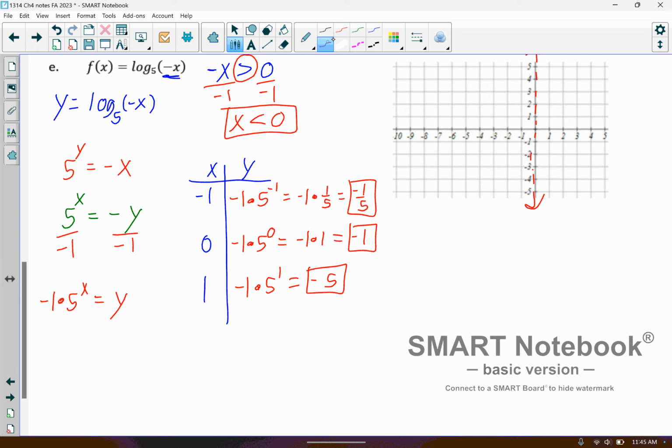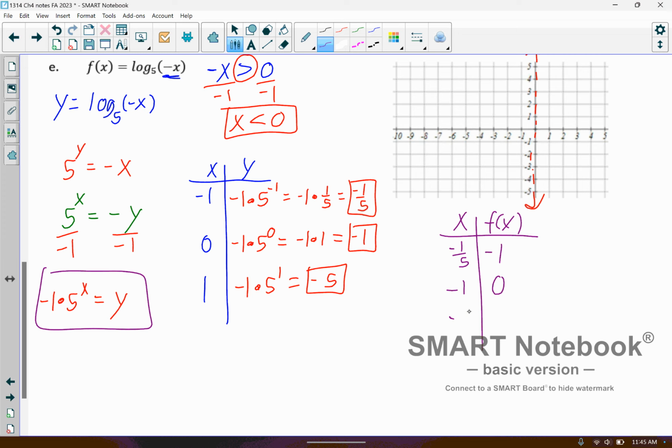Then we come up with the inverse table, right? Because this is my inverse function right here. And so if we want the table for what we're actually supposed to be graphing here, now we can just swap them by using the definition of inverse functions. So negative 1/5, negative 1; negative 1, 0; and negative 5, 1.